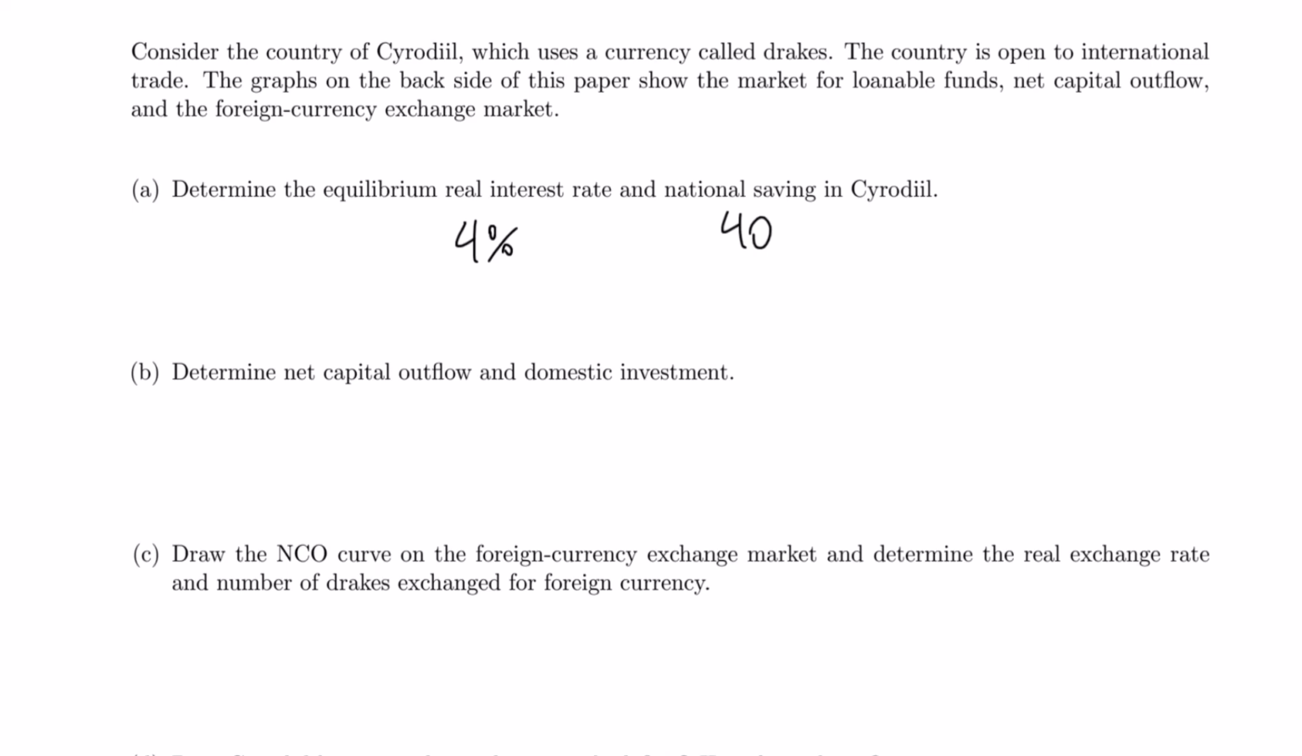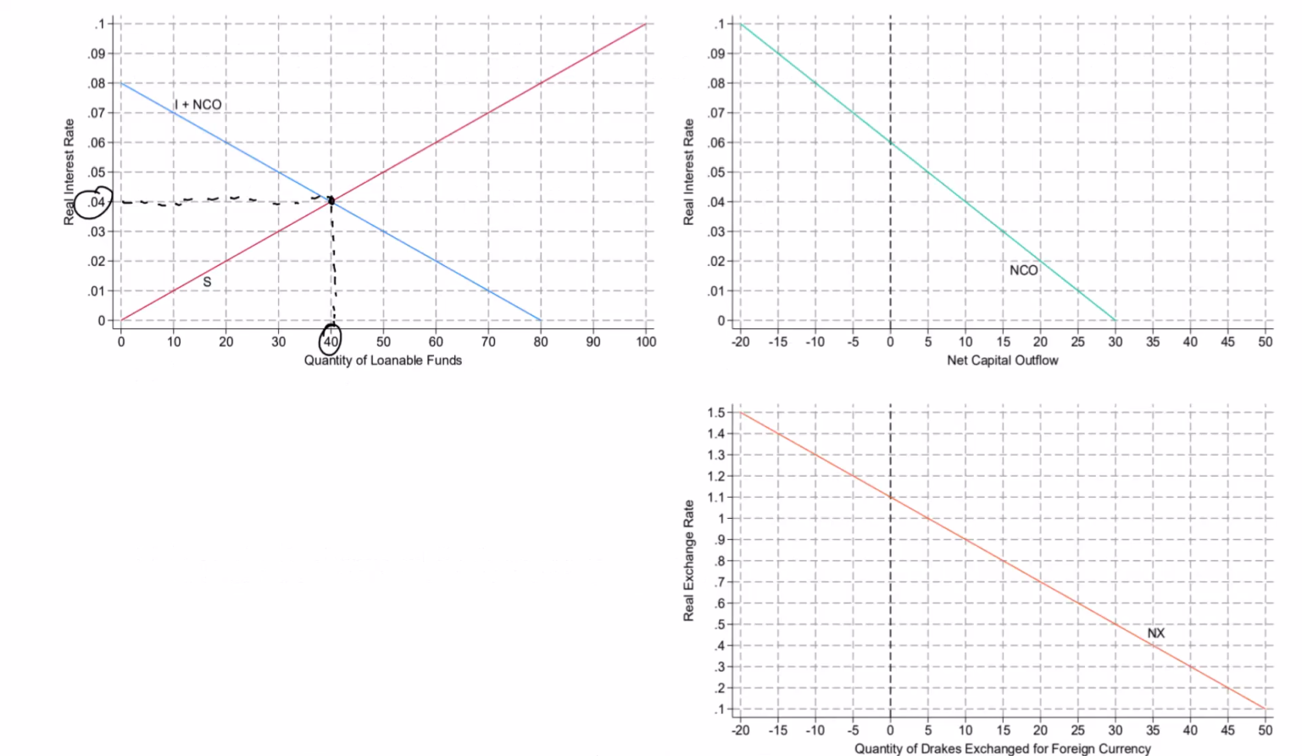Next, we need to determine net capital outflow and domestic investment. To answer that, what we're going to do is take our real interest rate that we got over in the loanable funds market, and we're going to take that all the way across to the net capital outflow graph and see where that real interest rate crosses over the net capital outflow curve. And that happens at positive 10.